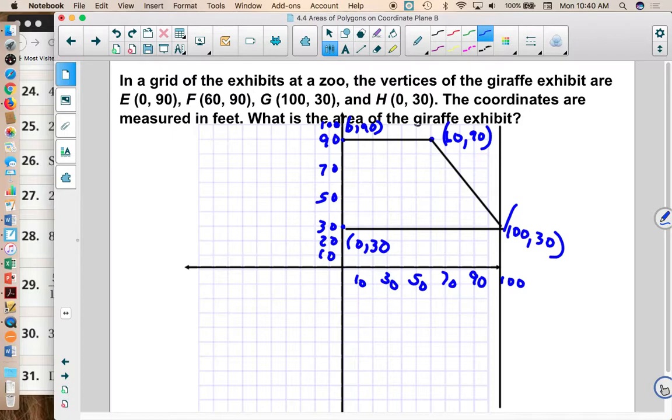The coordinates are measured in feet. What is the area? Oh, now I've got to find area. Can I find the area? Yeah. It's a parallelogram, right? So I use my formula and I calculate the area. Van, do you know it? Well, no, because Van, do you have a question?